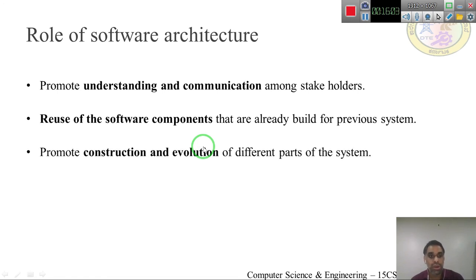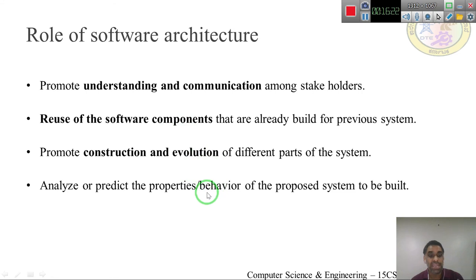Then the third role: software architecture promotes construction and evolution of different parts of the system. So it helps you to construct and evaluate the different parts of the system. So the fourth role would be to analyze or predict the properties or behavior of the proposed system to be built. How does software architecture help? It would help you in analyzing the behavior of the proposed system that has to be built. So these are the four roles played by the software architecture.